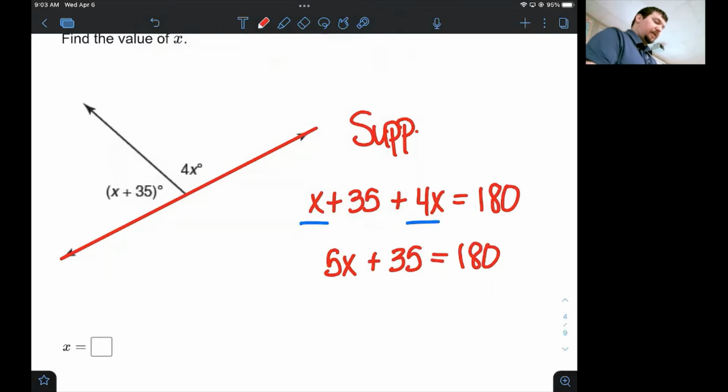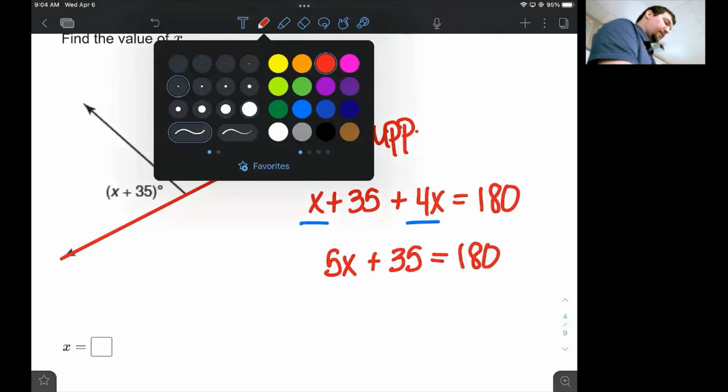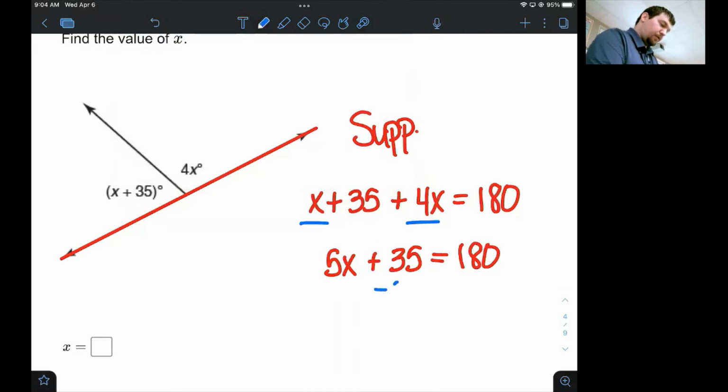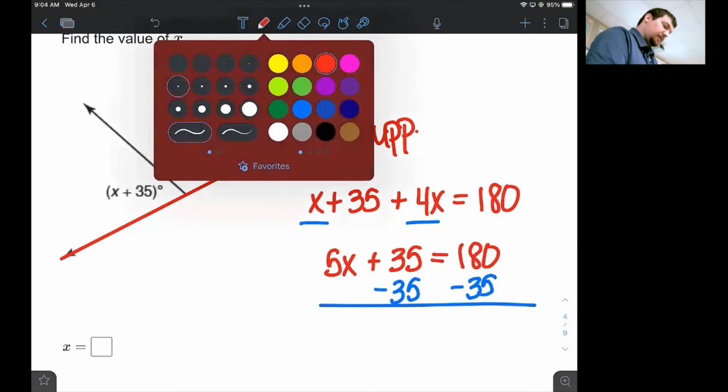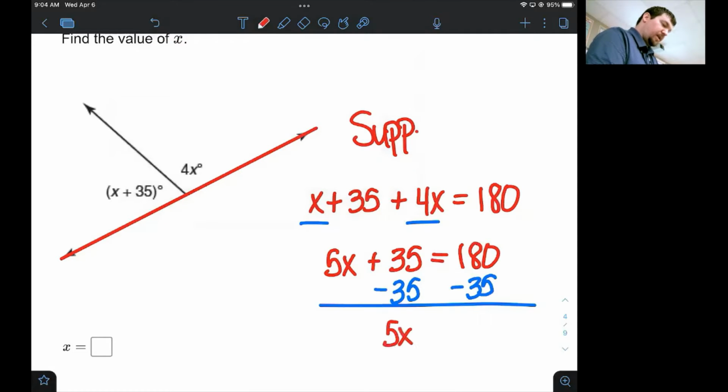Whitney, that was too easy. I'm going to give you another question. Do I want to get rid of the 5 in the 5X term or the 35 next? Excellent. What's going to help me get rid of a plus 35? Perfect. So I write minus 35. I do it on both sides, and that leaves me with just 5X on the left side. And Whitney, 180 minus 35 is 145.